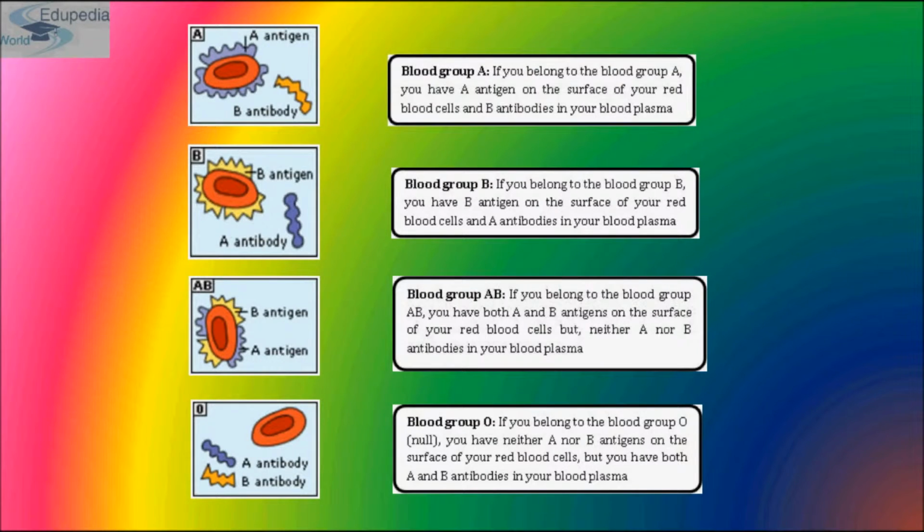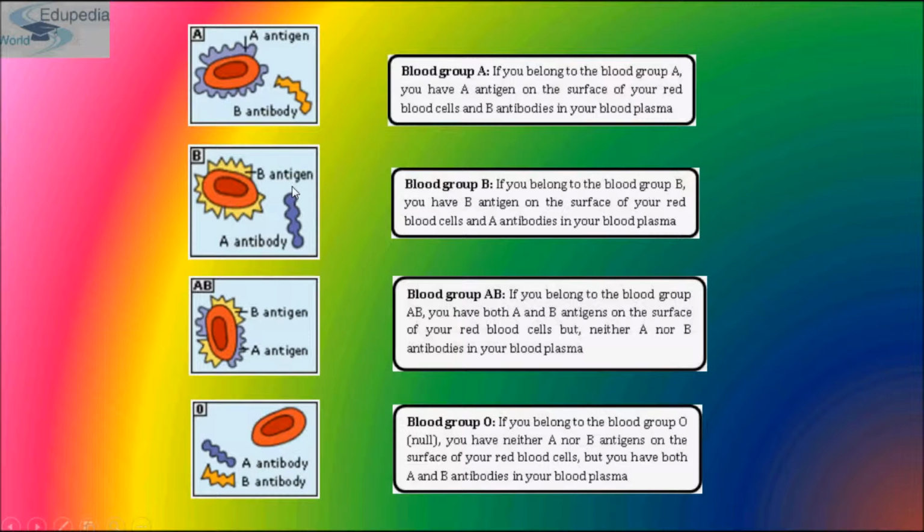Now, if you belong to blood group A, you have A antigen on the surface of your red blood cells and the anti-B antibody in your blood plasma. This is just the summary. If you belong to blood group B, you have B antigen on the surface of your red blood cells. As you can see in this diagram, this yellow part is the B antigen, but it has anti-A antibodies in your blood plasma. This is your plasma and it has the A antibody, just the opposite.